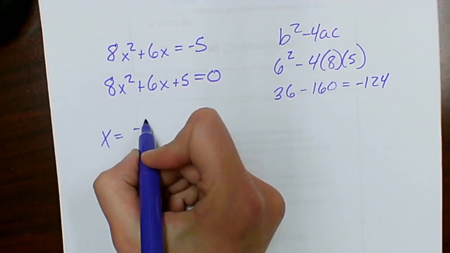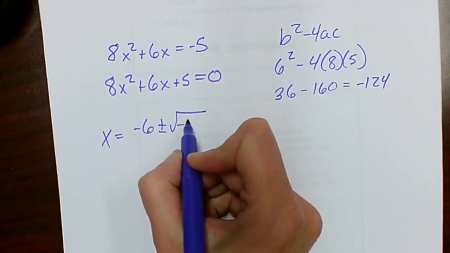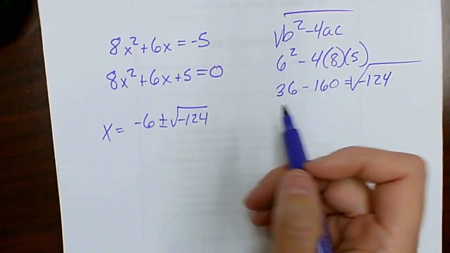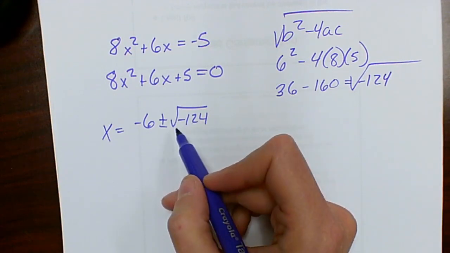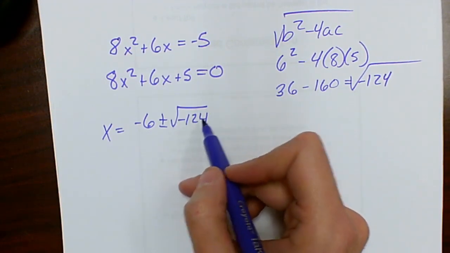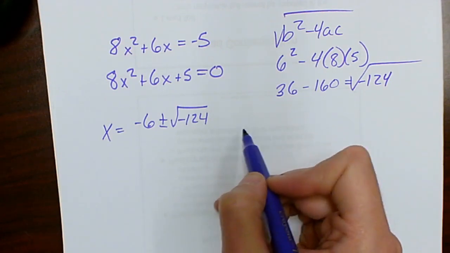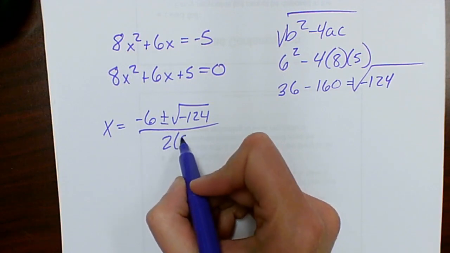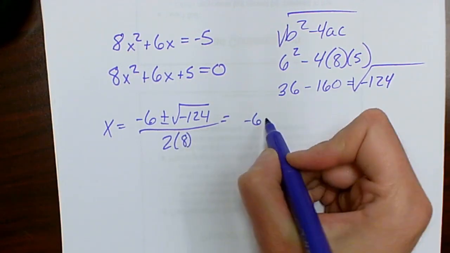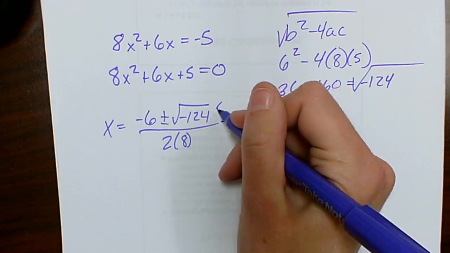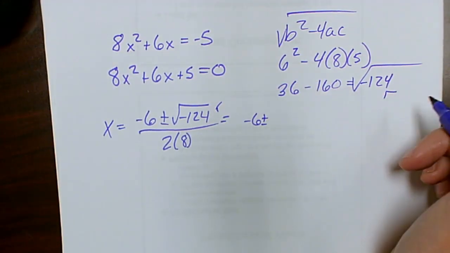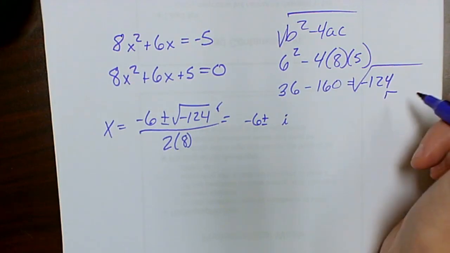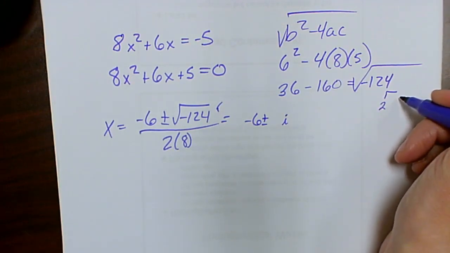x equals negative b plus or minus the square root. Hey, we have that. It's right here. So plug in negative 124, or if you want to, you can go ahead and go 6 squared minus 4 times a times c, and you'll still get the same answer, over 2a. Negative 6 plus or minus, we need to simplify this. So of course an i is going to come out.